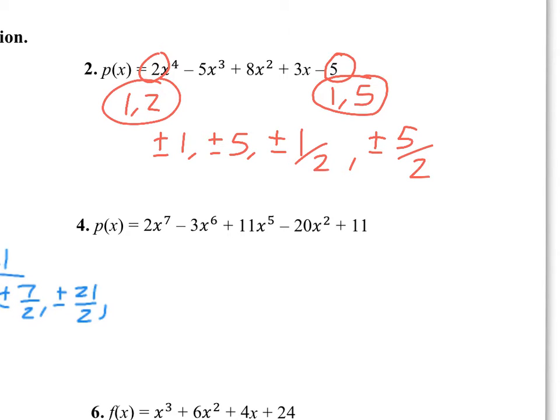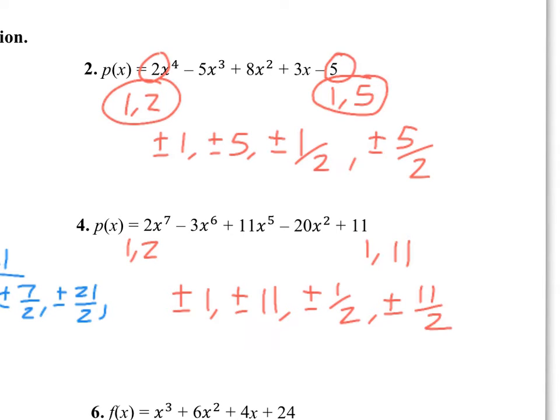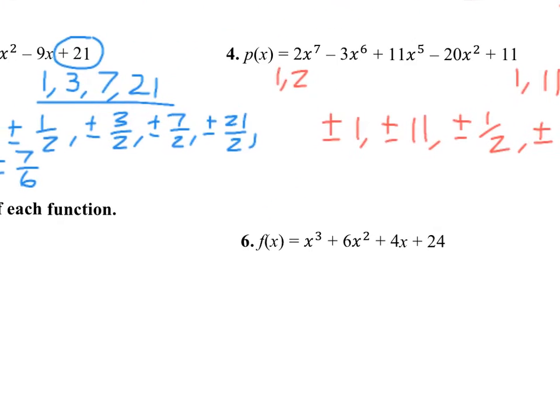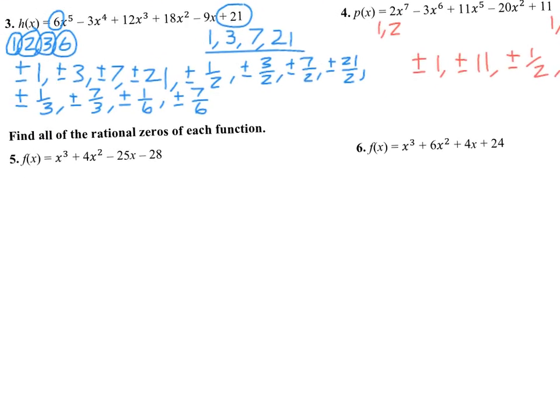Okay, factors of 11 are 1 and 11. Factors of 2 are 1 and 2, so another short list, plus or minus 1, plus or minus 11. And now we have to divide them by 2, plus or minus 1/2, plus or minus 11 over 2. So again, these are possibilities. They won't all work. And now we're going to figure out which ones actually do work.